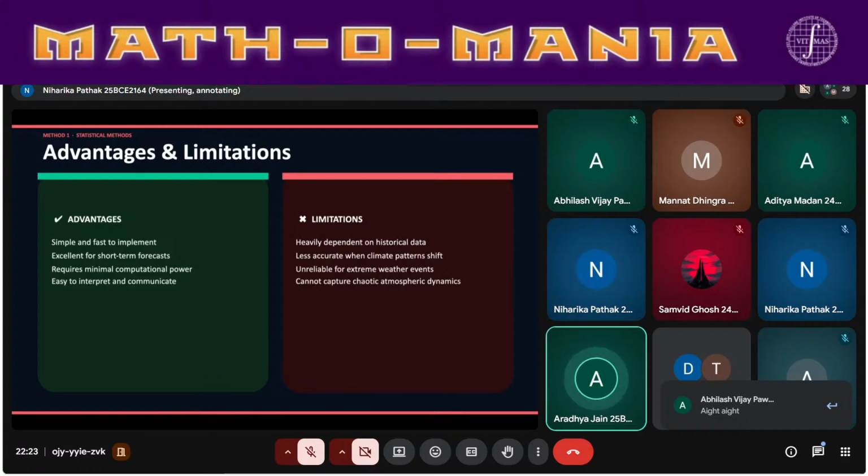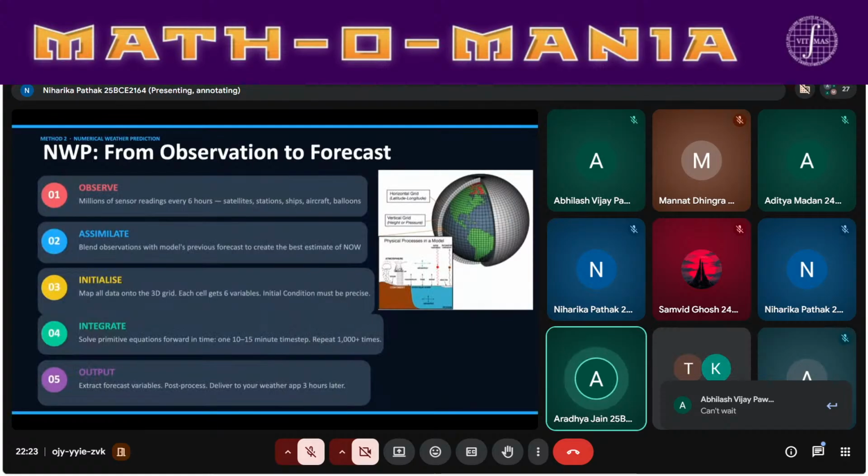Yeah. So another method, which is better than this method, is numerical weather prediction. This method is really important to understand all the kinds of methods we are going to discuss later on, because this method is something we use in every other method. Okay, so please try to stay with me.